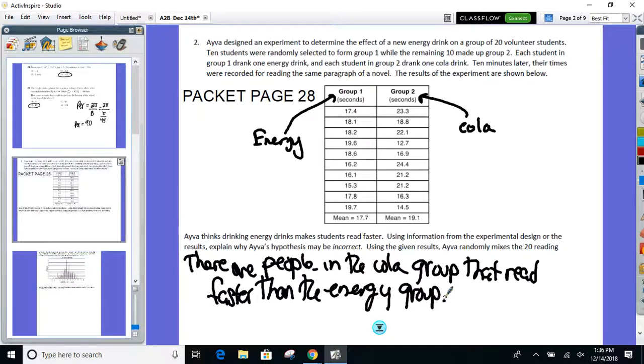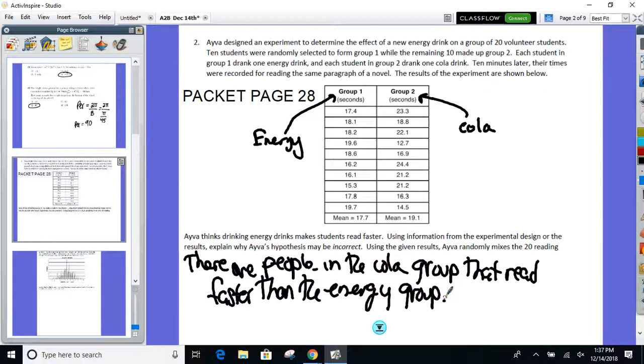Okay. So right now, I don't believe her. But ready. Everyone agree, on average, though, if you drank the energy drink, you read faster than the cola group, on average. Because take a look, what were the averages? 17.7 for the energy and 19.1 for the cola. So on average, yeah. But is that because of the energy drink or not? That's what we have to decide.